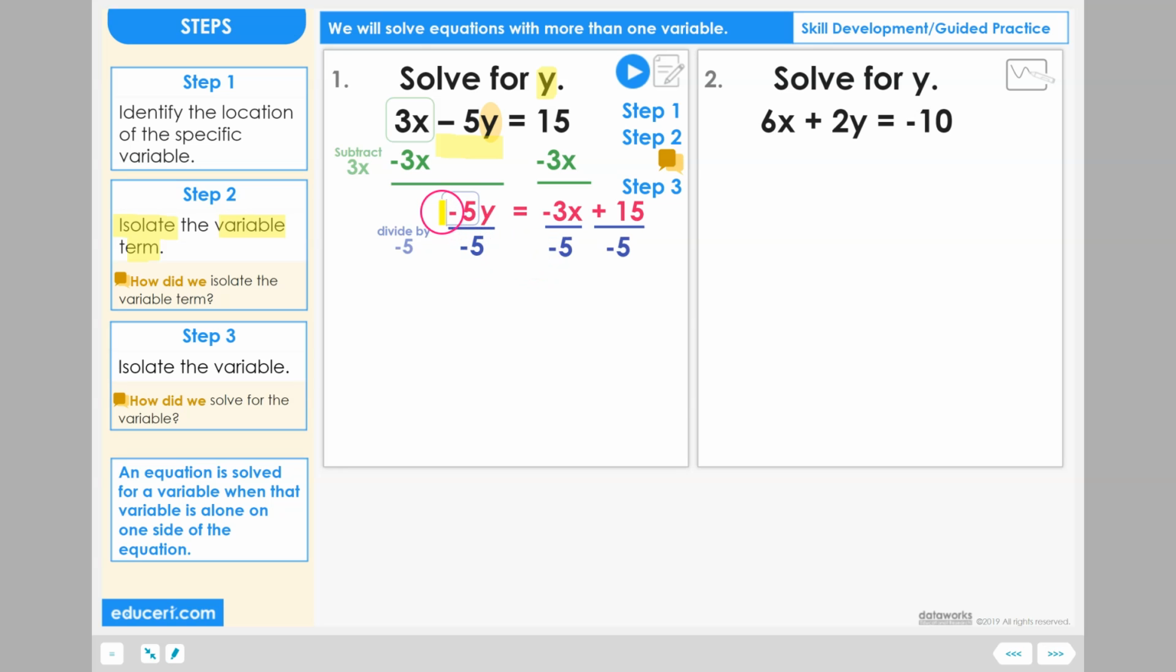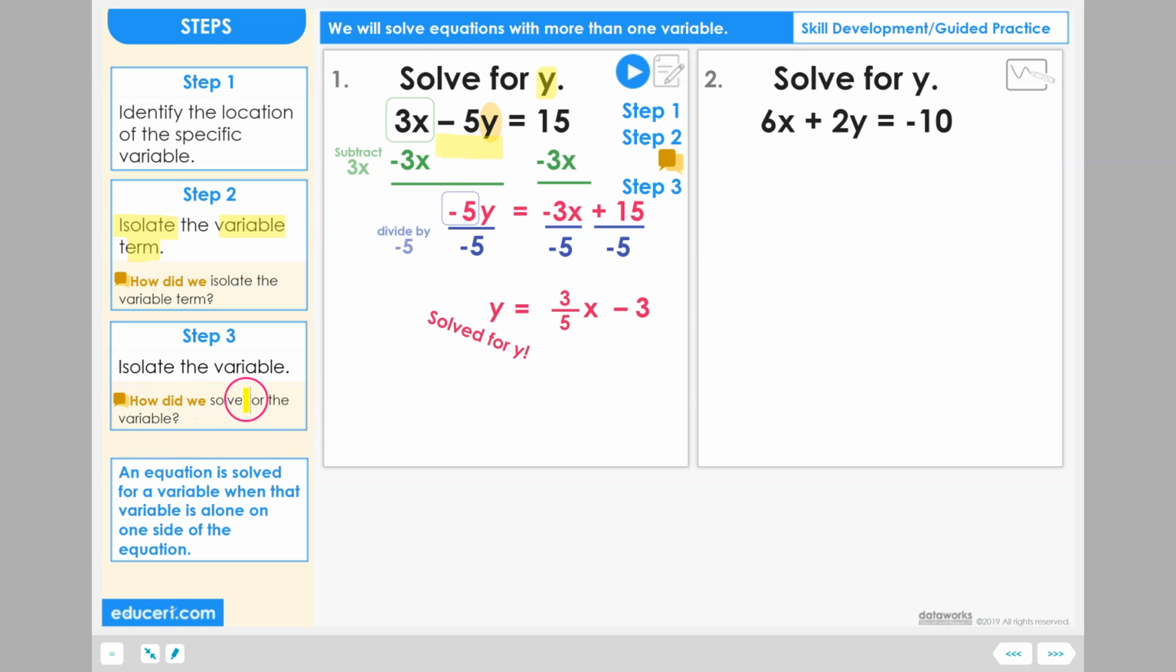Reducing all of these fractions, negative 5 divided by negative 5 equals 1, leaving you with just y. And that equals negative 3 divided by negative 5 will be the positive fraction, because negative divided by negative equals positive. The positive fraction, 3/5 x. Positive 15 divided by negative 5 will equal the integer negative 3. We have now solved for the variable because y is all alone on one side.